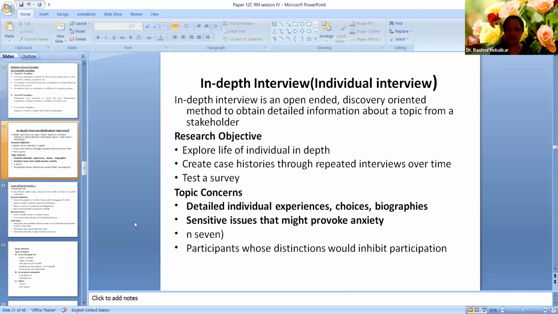Probability and non-probability sampling. But again, I have one chart on that. When the time comes, I will show that.